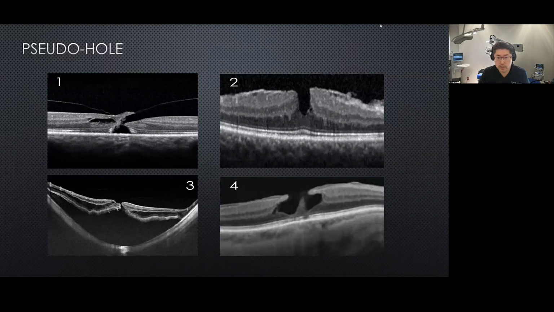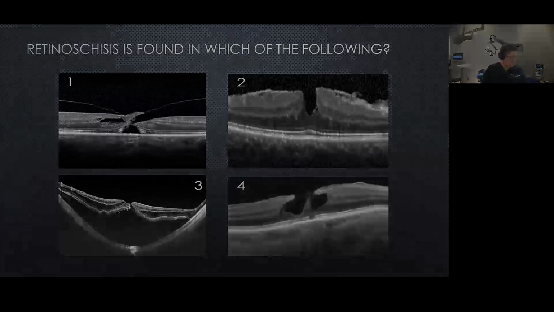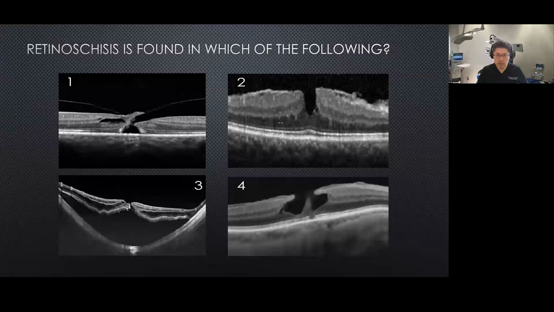Yes, so the answer is 2. I will finish the next one before we give the answers. And the answer is number 2. And which of the following is retinal schisis or contains retinal schisis? So the answer is 3. That's correct. So let's go through them.